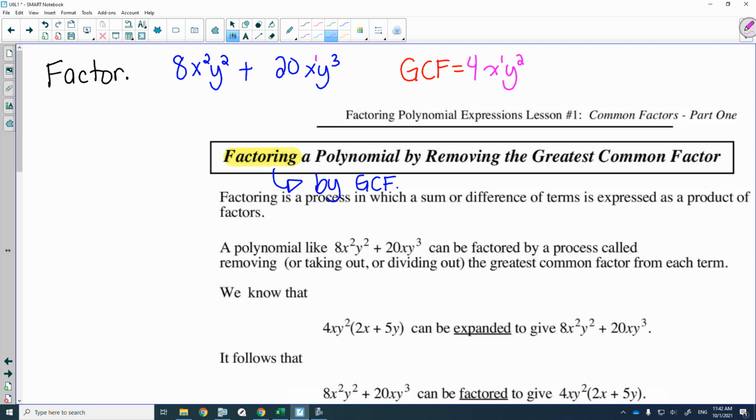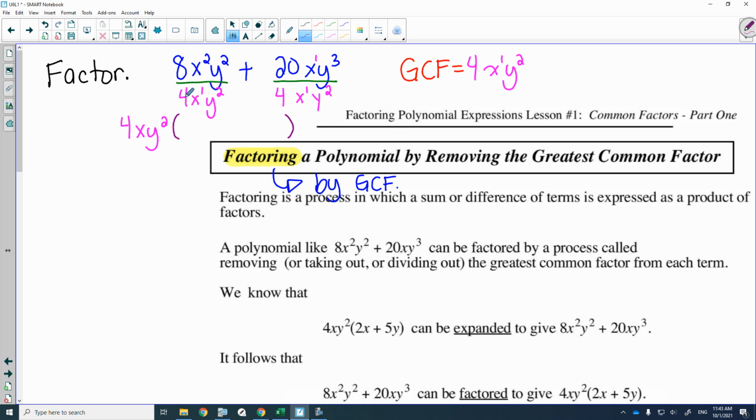What we are going to then do with this GCF is under each term, you're going to draw a division bar, and you're going to write that GCF under each term in your expression. So 4x to the 1 y squared, 4x to the 1 y squared. What you then do is whatever your GCF was, whatever you divided each term by, you write it again, 4xy squared, and then you open up a bracket.